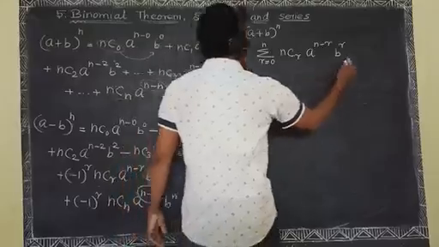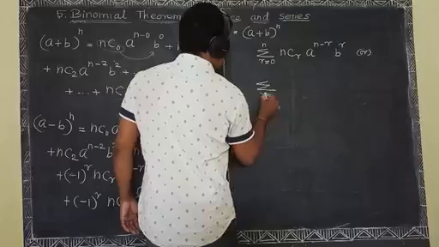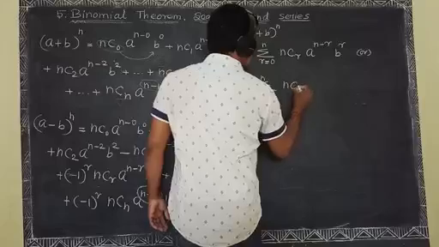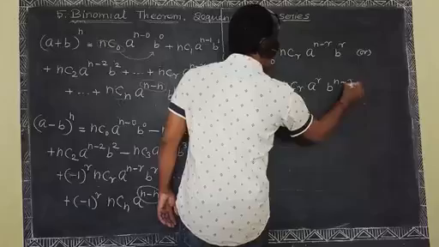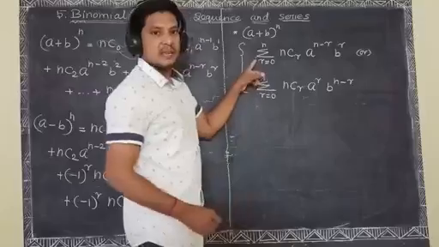Or otherwise, summation r equal to 0 to n, nCn a^r b^(n-r). Both are the same.